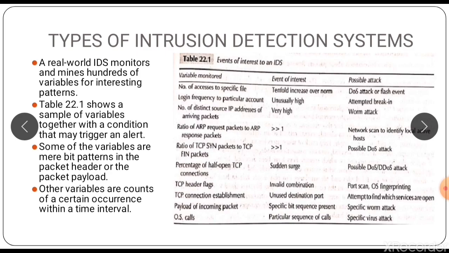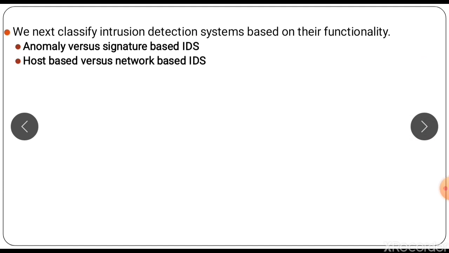Similarly, consider the second example. The variable of interest is login frequency to a particular account. If it is unusually high, it is the event of interest, and the system can consider it an attempt to break in. Similarly, it follows for the remaining events in the table.